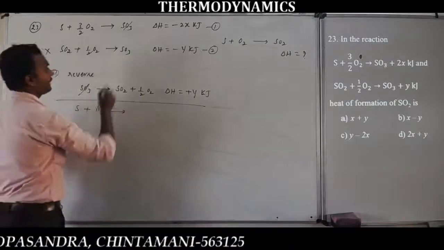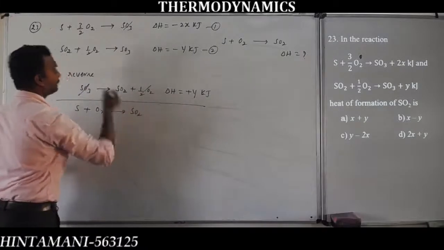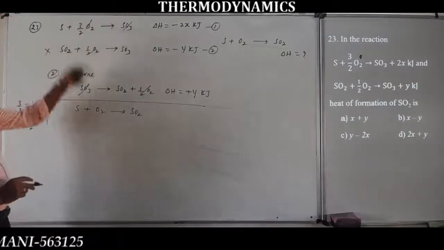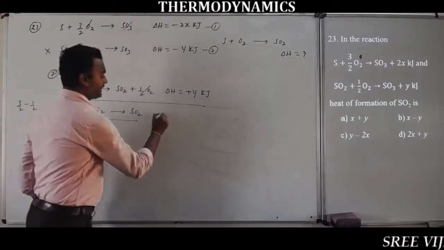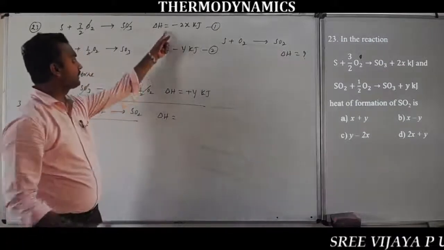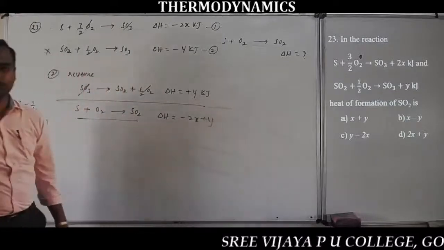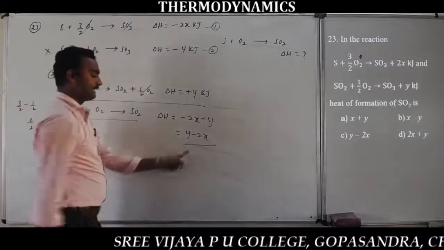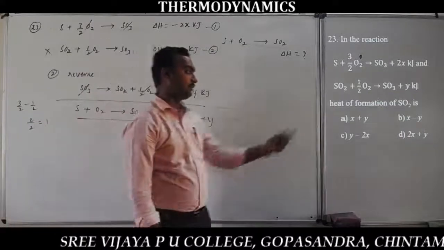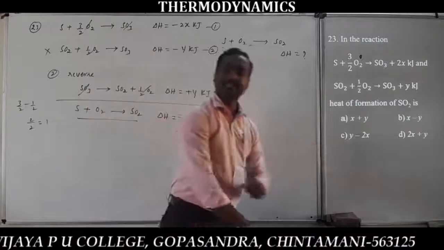So that is converted into SO2, and here SO2 is there. 3/2 minus 1/2 gives 1. So this is the required equation, and delta H is minus 2x plus y. Just add them. So the answer is y minus 2x, the heat of formation of SO2. Option C is the correct answer.